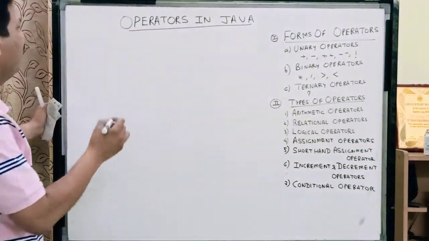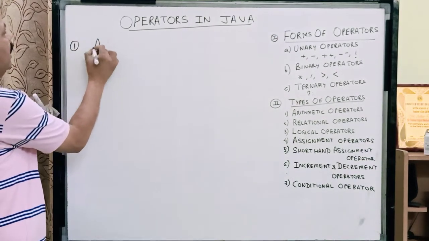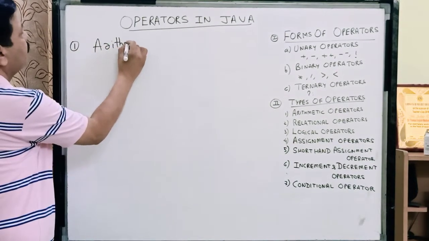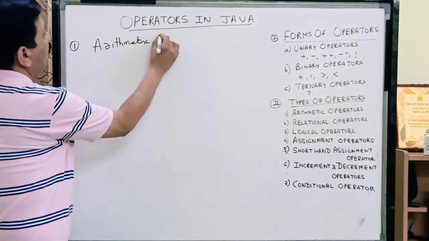Say for example, children, when we talk about the first operator, that is the arithmetic operator.